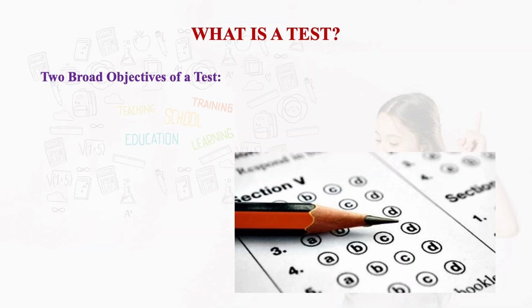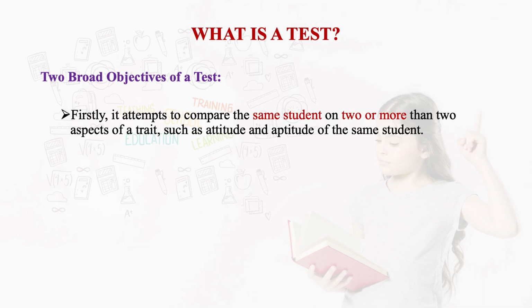Then further, to understand more about a test, we can say that two broad objectives of a test are there. Firstly, it attempts to compare the same student on two or more than two aspects of a trait, such as attitude and aptitude of the same student. So you can administer many variables or many tests upon the same students. Varieties of tools will be used upon one student.